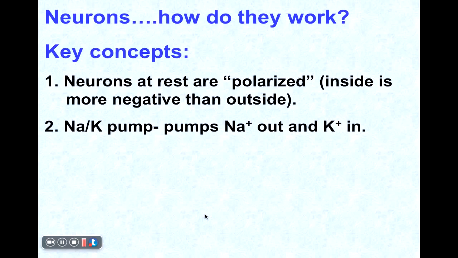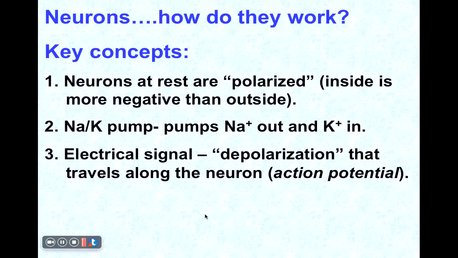Also, we have sodium-potassium pumps at work. So sodium-potassium pumps, these are proteins embedded in the membrane of neurons. They are undergoing active transport, so they require ATP. They are actively pumping sodium ions out of the neuron and potassium ions in the neuron. So again, this is all taking place when neurons are at rest.